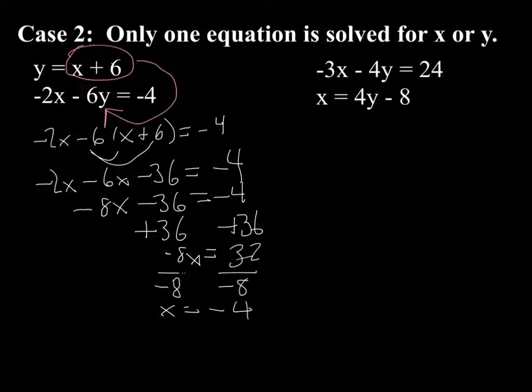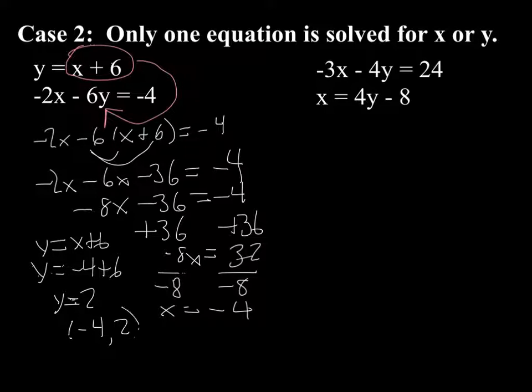Okay, now I take that and I go to my original equation. The original equation is y equals x plus 6. I now replace the x with the -4. And when I do that, I get y is equal to 2. So now I have my x and my y. That is my solution. So I do believe my solution should be (-4, 2).